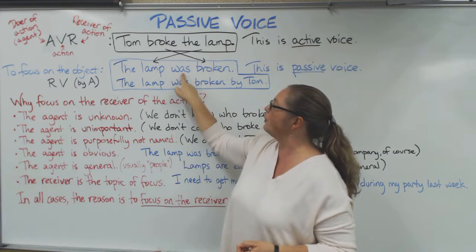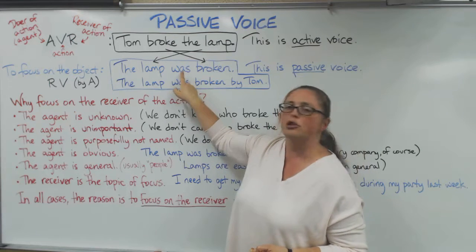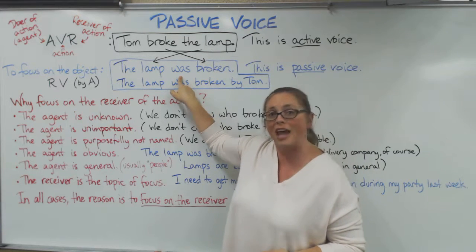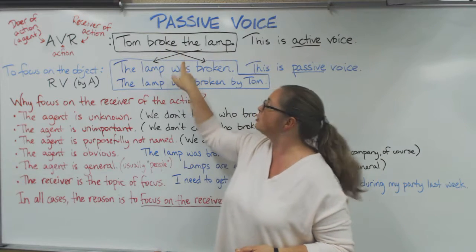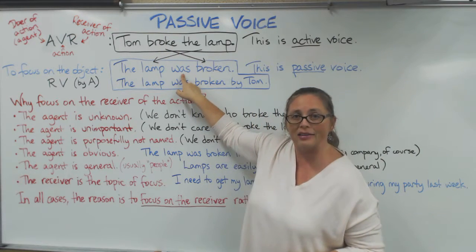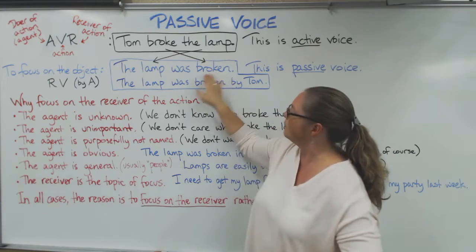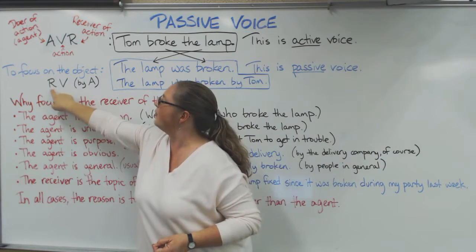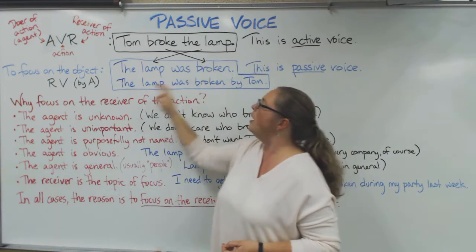The be verb is absolutely necessary. It shows what the verb tense is. This is simple past, so we need the simple past of the be verb. So the lamp was broken. This is the receiver of the action, and then the verb.